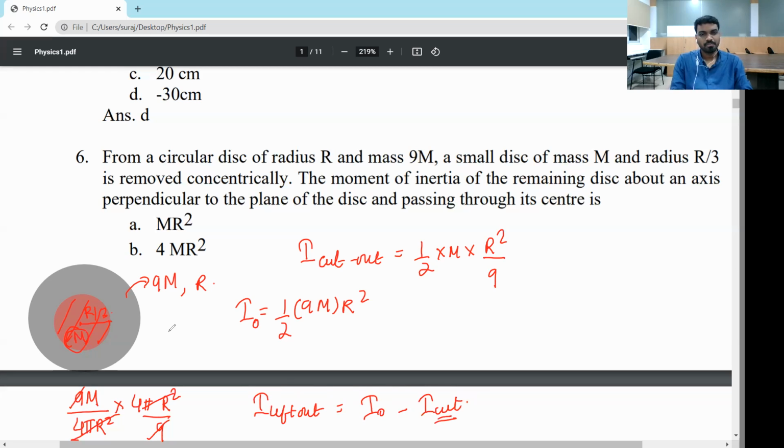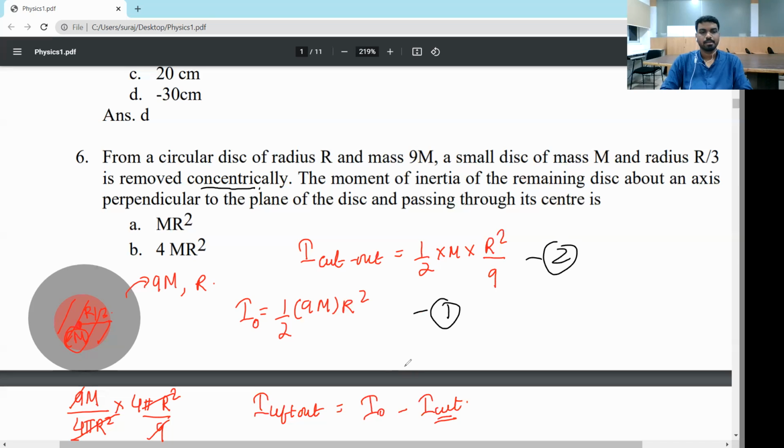See, both the moments of inertia are along the same axis. So no need to shift. Same kind of questions they've asked in NEET where we need to shift. Here, concentrically, both have the same center. So no need to shift. Directly you can subtract 2 from 1.